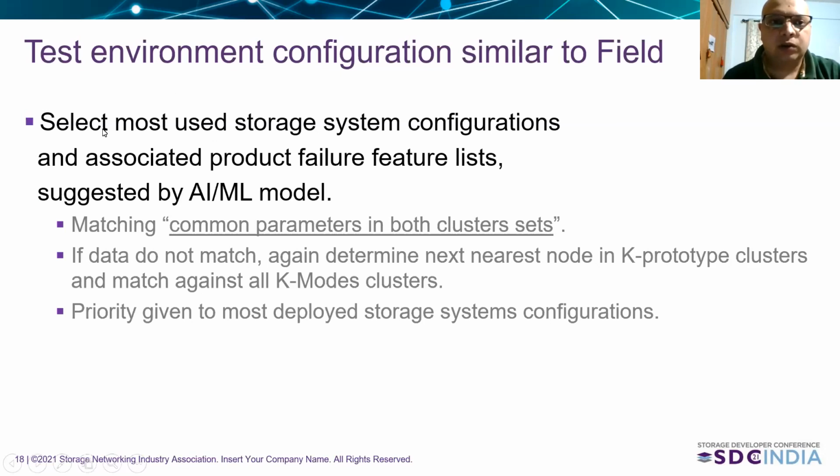Now we are selecting the most used storage system configuration and associated product failure list here. How are we getting that? We are matching the common parameters in both the clusters. Let's say the K-prototype cluster has the configuration parameters, and the K-mode cluster has the product feature list. We will have common parameters which match in both the clusters. So we pick those configurations and parameters based on that.